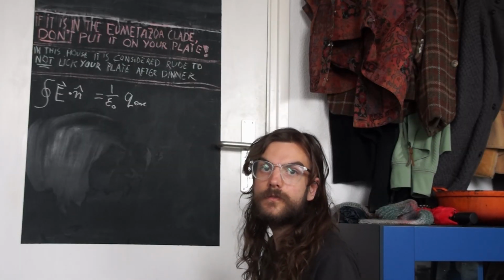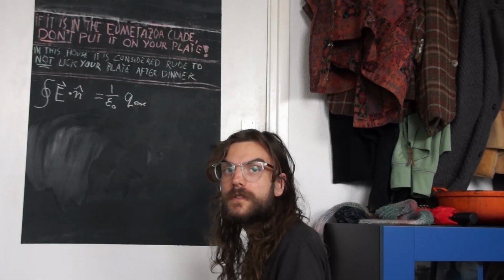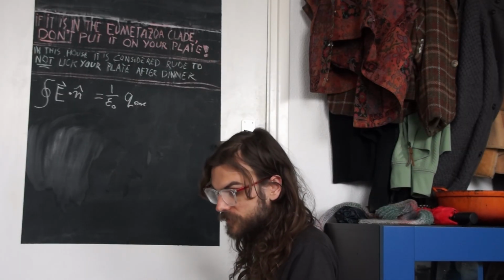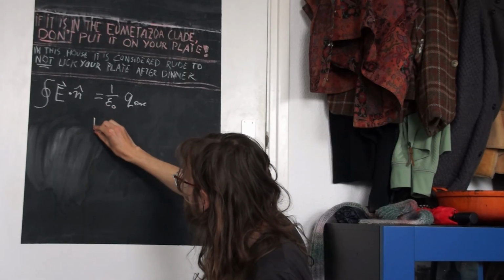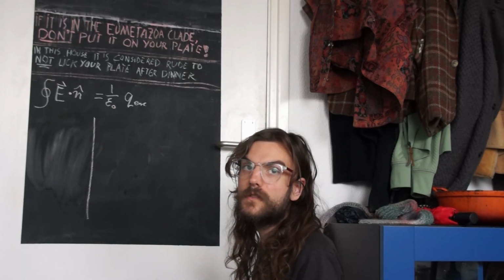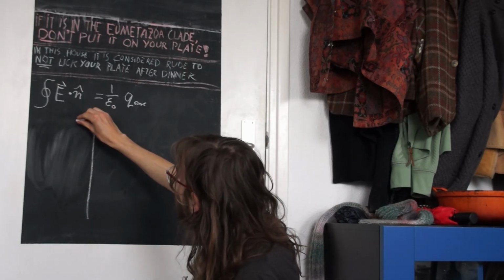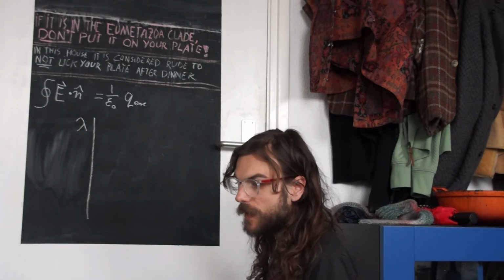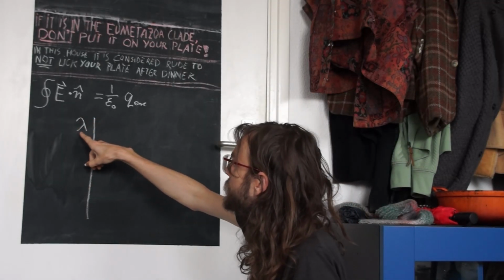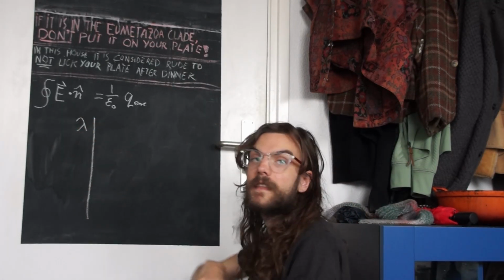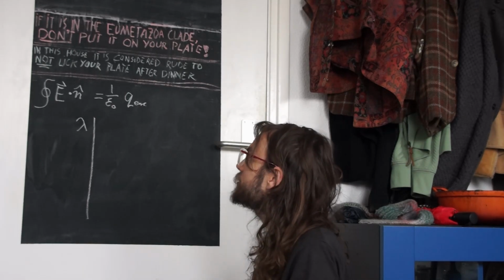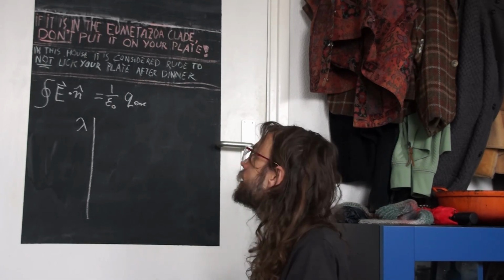Okay, so to do a practice problem, we first have to introduce a new subject, and that is a line charge. So let's assume that we have a wire, like an electrical wire, and it has charge lambda. Lambda here is measured in coulombs per meter.